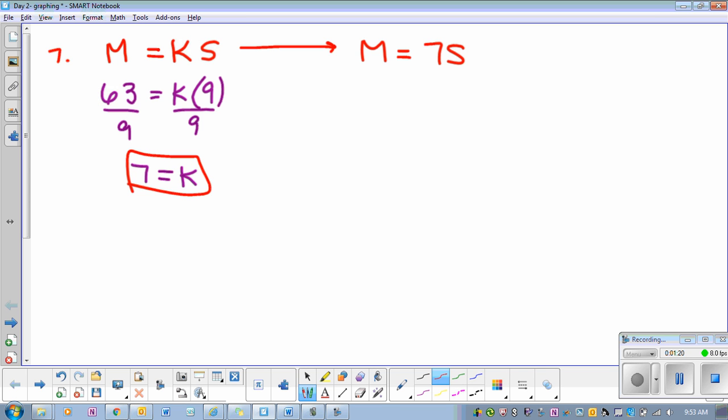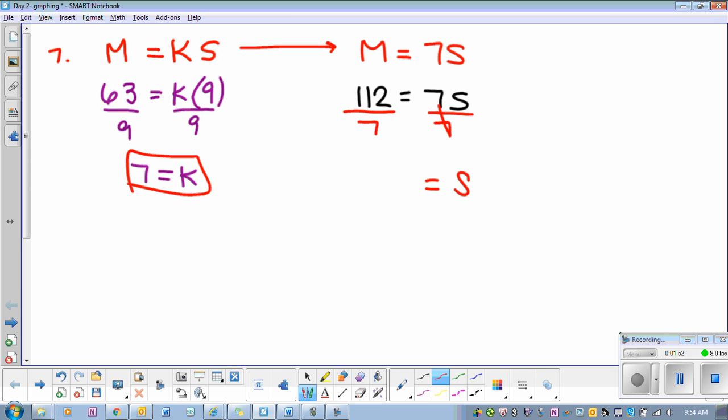So what do I have? If I paid $112 for t-shirts, then how many t-shirts did I buy? Well, 112 is the money. I know 7 is my K. I don't know S. Right? How do I solve for S? You have to divide. Divide by 7. You multiply this on the bottom. But you're trying to solve for the S.